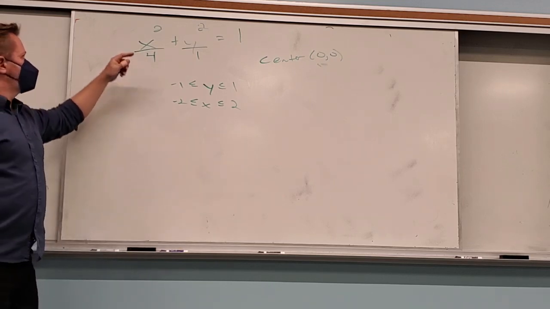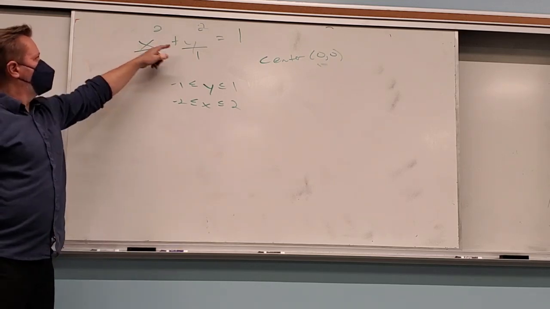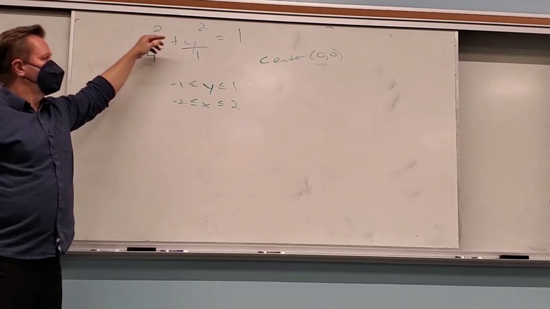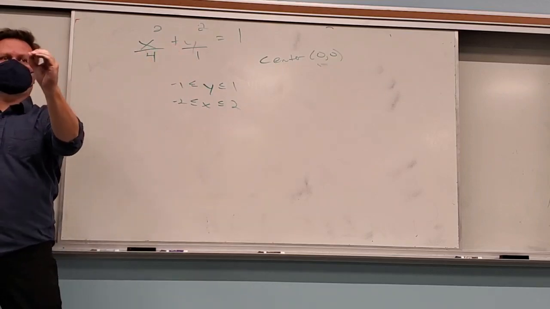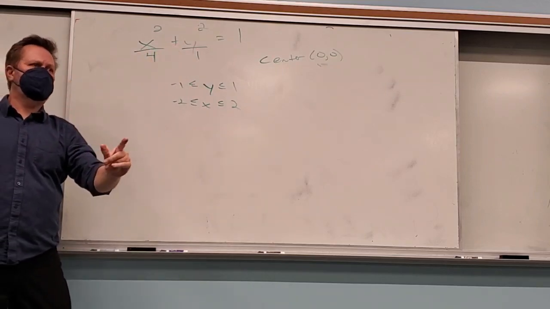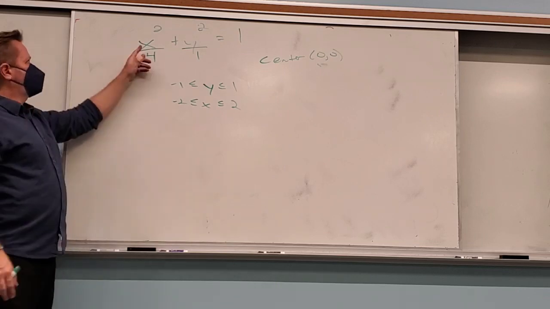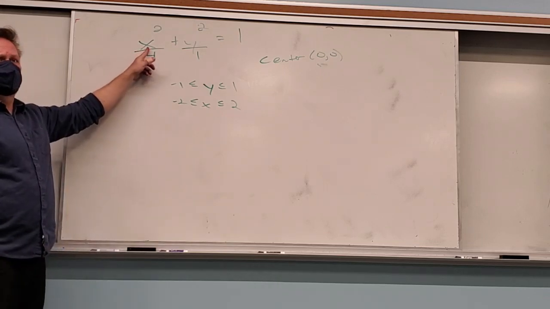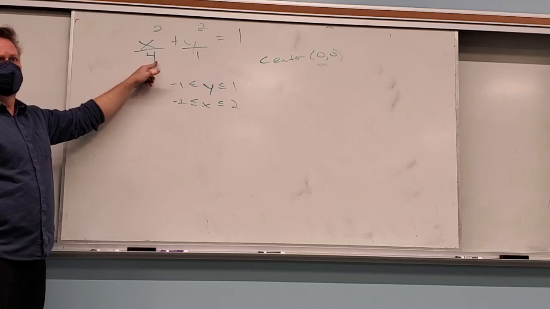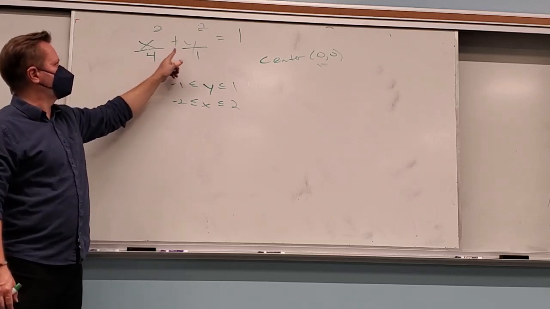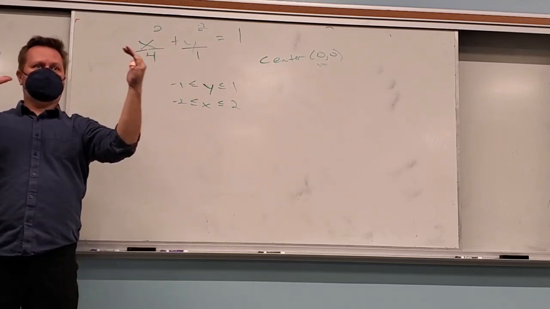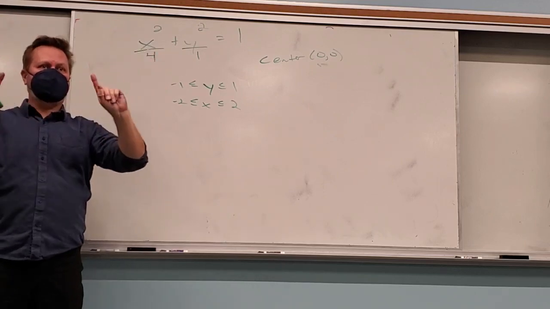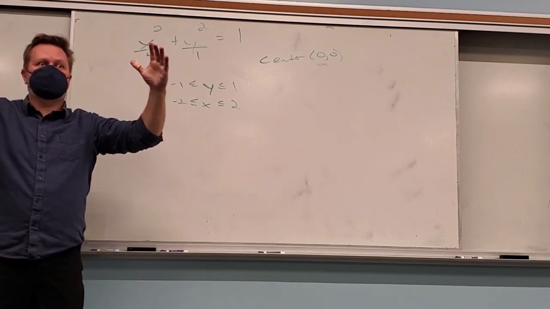Again, it's because if x is 2, y can't be anything. Because if x is 2, it already equals 1. y has to be 0. I really want you guys to get that. Can x be 3? If x is 3, what's this? 9/4. Can I add something positive to 9/4 to make it 1? No. All right. So do you see why it's kind of like a closed thing? I can't go outside of it because then I get too much.